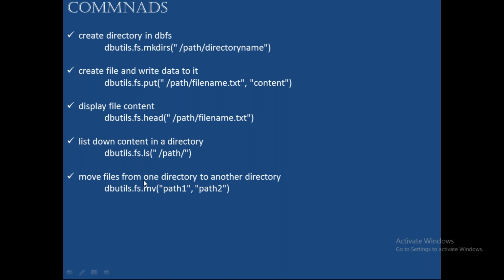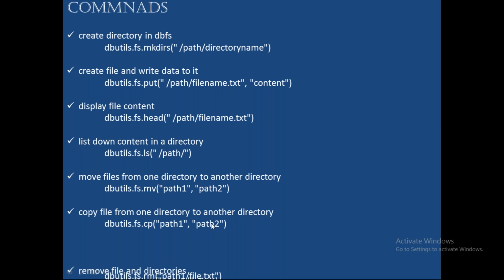Next, move file from one directory to another directory. dbutils.fs.mv, path 1 to path 2, so from which path to which path you need to specify. Next, copy file from one directory to another directory. dbutils.fs.cp. Move, mv, means moving, so once you move, the file which you had in path 1 will not be available. But if you use copy, the file will be available in both locations, in path 1 and path 2.